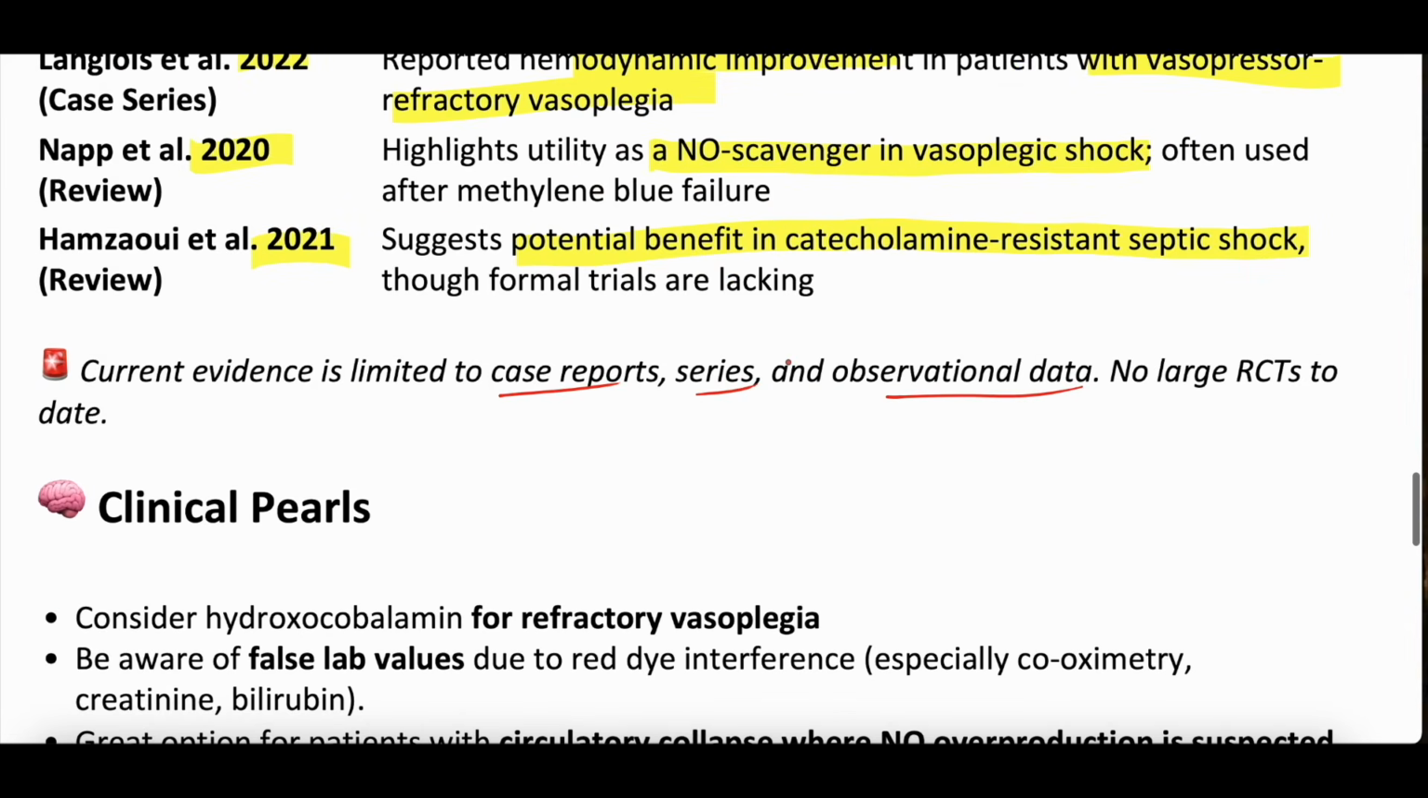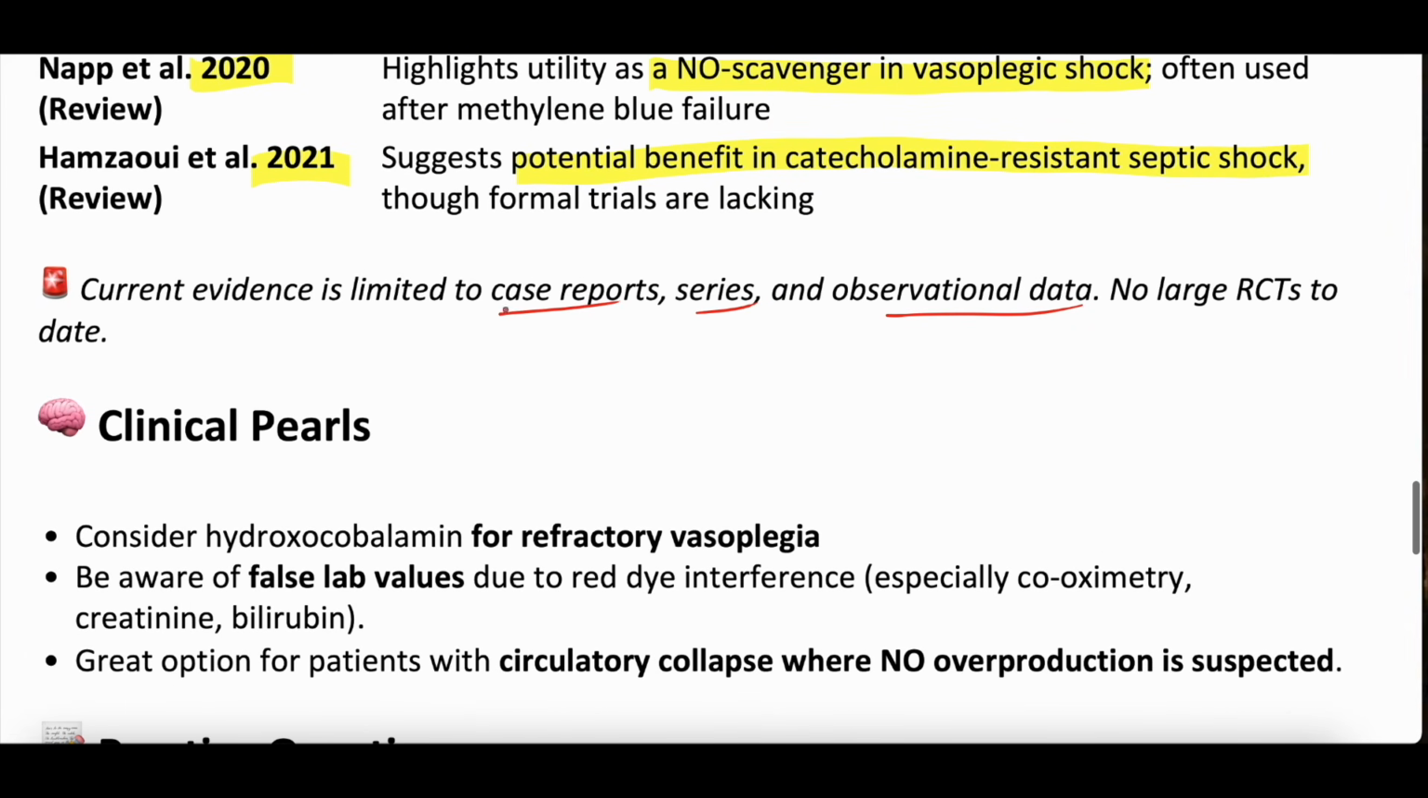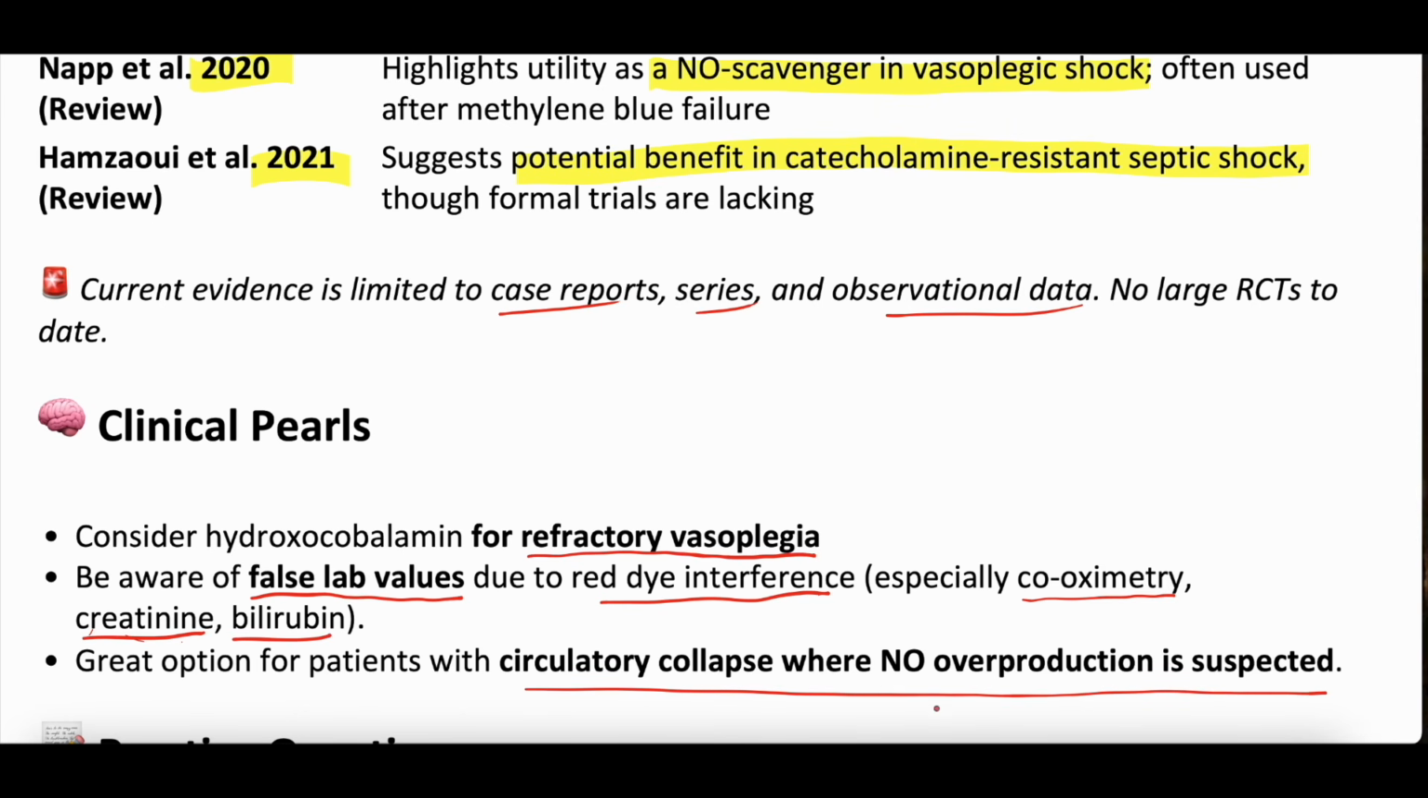All right, clinical pearls. Consider hydroxocobalamin for refractory vasoplegia, post-cardiopulmonary bypass, septic shock, all that good stuff. Beware of false lab values due to the red dye. This is especially true for co-oximetry, your creatinine, your bilirubin; all these will be thrown off. It's a great option for patients with circulatory collapse where nitric oxide overproduction is suspected. Same thing with methylene blue, another one.